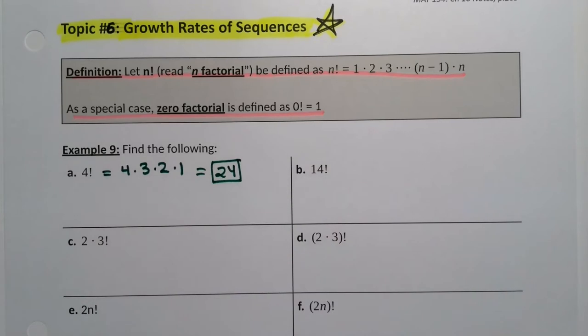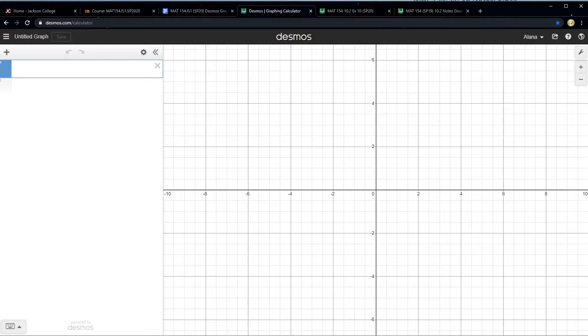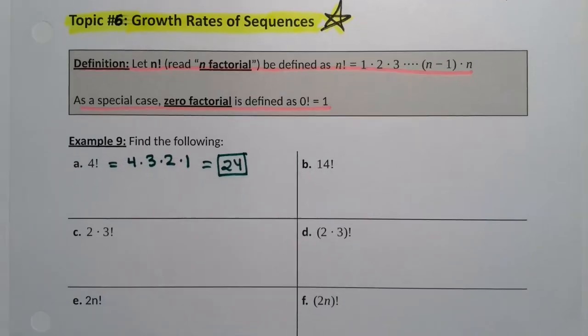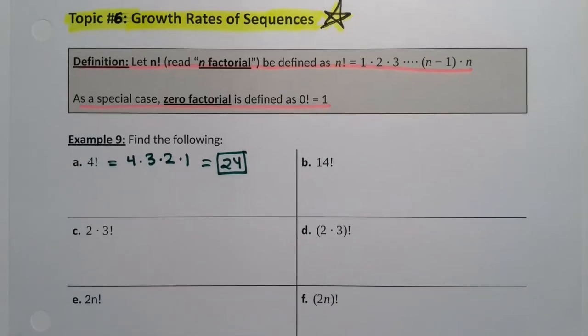Now, could you find it with Desmos? Why, yes, you can. Computers and calculators know what the exclamation point is, and there you have it. Oh, not 24. My goodness. 4 factorial. There we go. It's 24. See? What computers and calculators cannot do for you is ones that involve letters, but we'll get there.